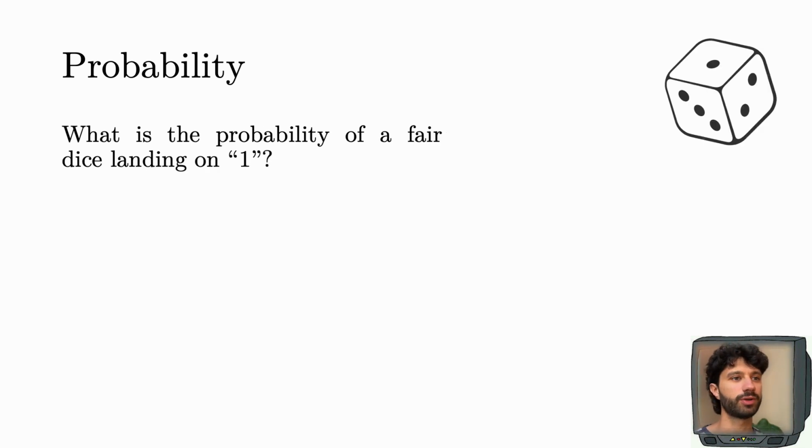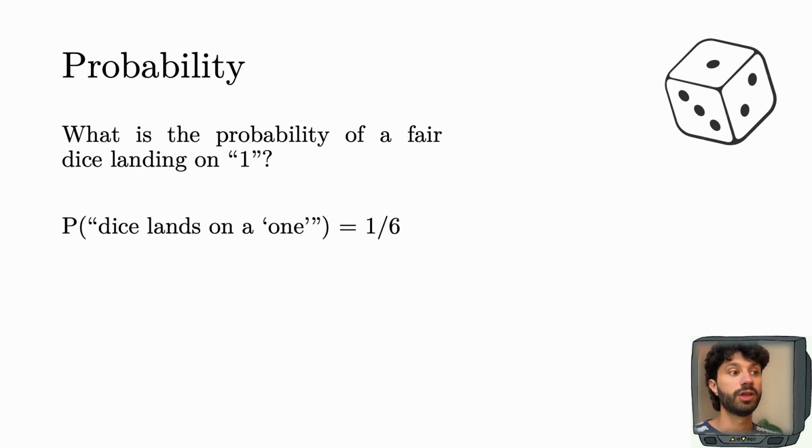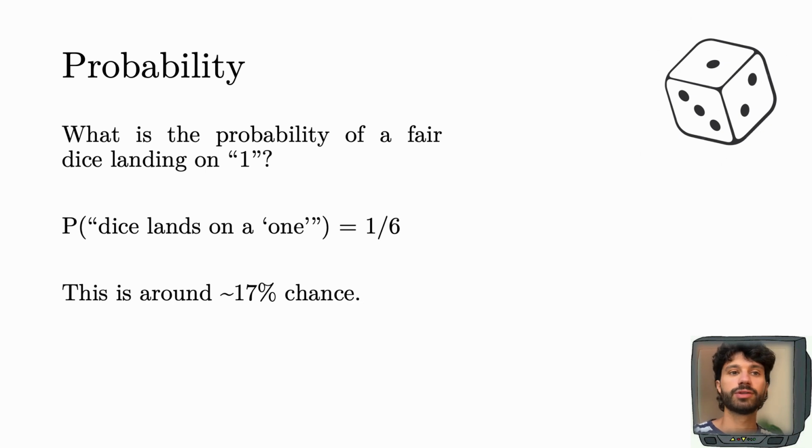Okay, so let's get started with some intuitive examples. What is the probability of a fair dice landing on 1? Now, a fair dice is just like a regular dice that you might find at a casino or in the bottom of your drawer. What's the probability of it landing on 1? Well, we can represent it like this. The probability of the statement, the dice lands on a 1, is equal to 1 over 6. And this is around a 17% chance, right? So it's just 1 over 6. There's 6 sides, so the chance that it lands on one of the sides is 1 over 6.